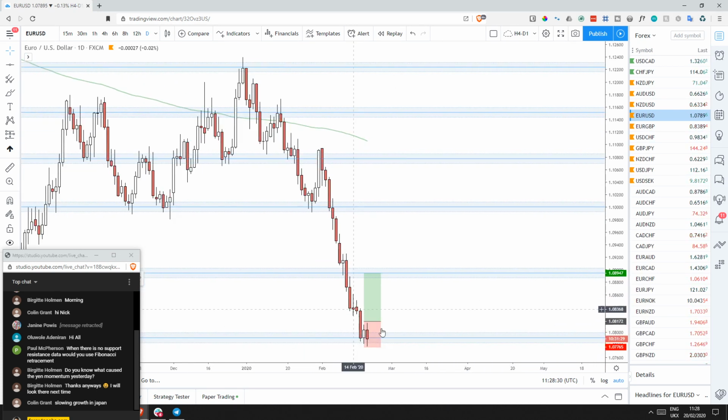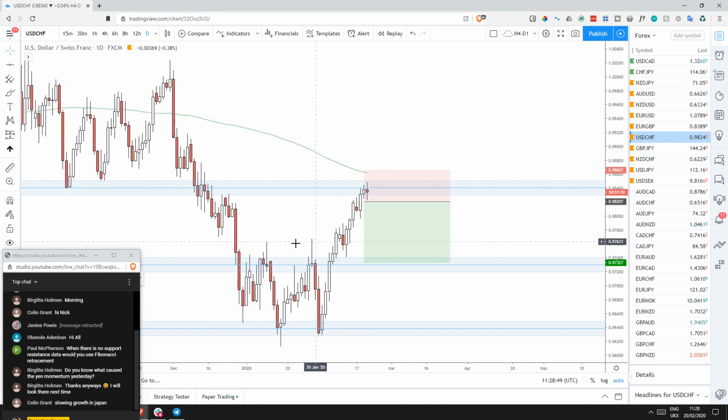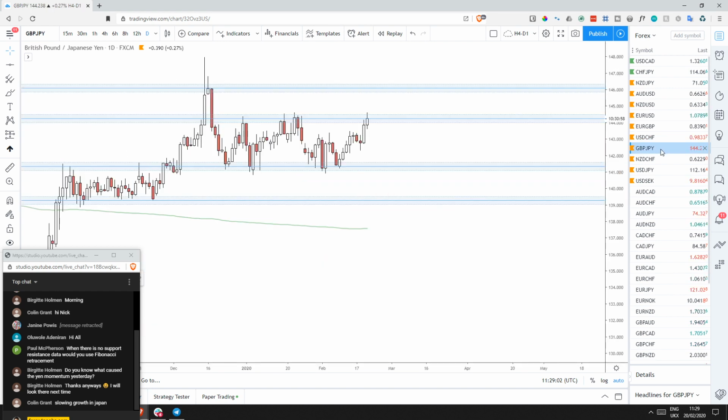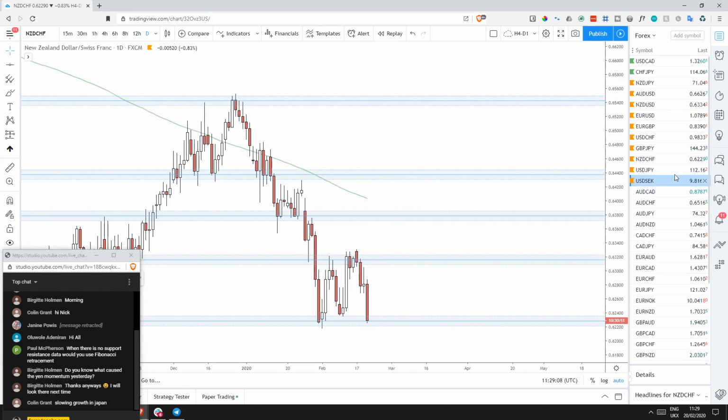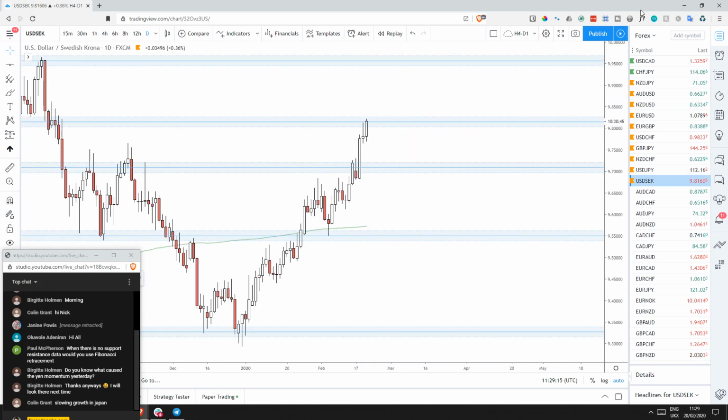Euro USD, looking for a potential long here. This is my rough entry, 1.0817. This is my rough stop loss, 1.0777. And my target is roughly around about 1.0895. Euro GBP, we're waiting for it to hit the top of the resistance area for a potential short. USDCHF, my rough entry is 98.20, stop loss is 98.65, and target is 97.33. GBPJPY, we're just waiting for it to stall at this resistance area for a potential short. New Zealand CHF, waiting for it to stall. USDJPY, waiting for it to stall at resistance. And USDSEK, also waiting for it to stall at resistance.